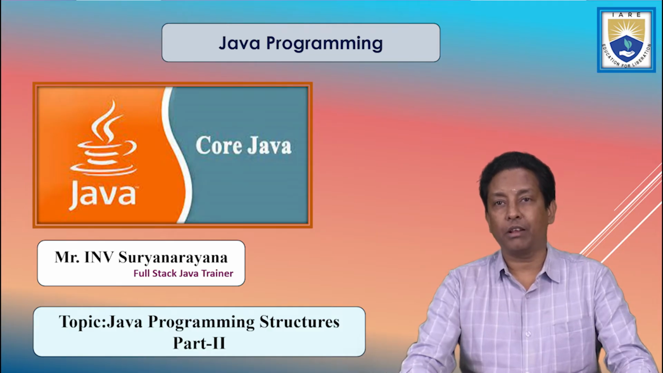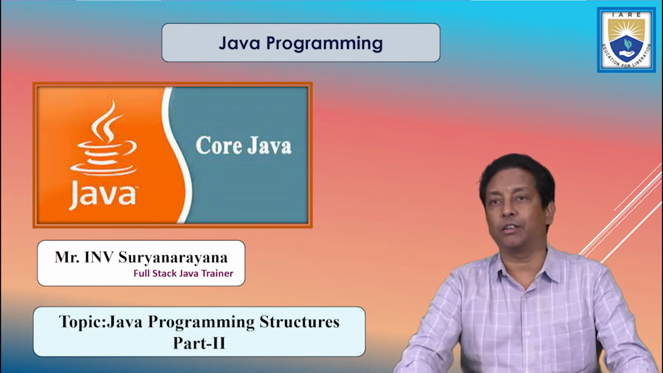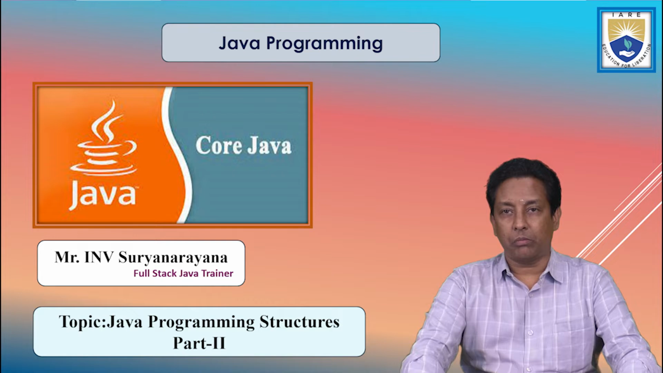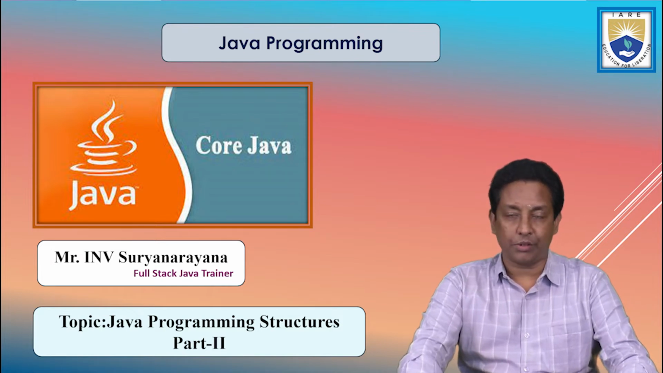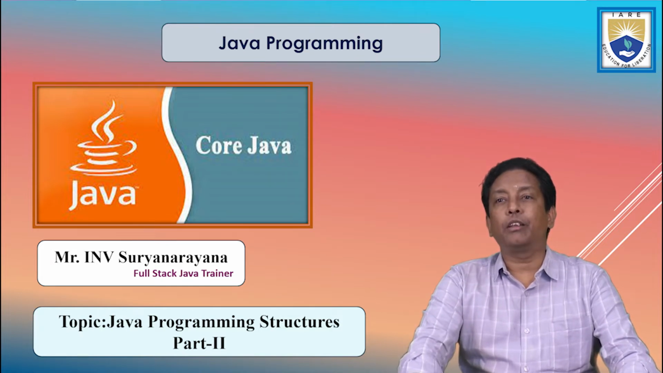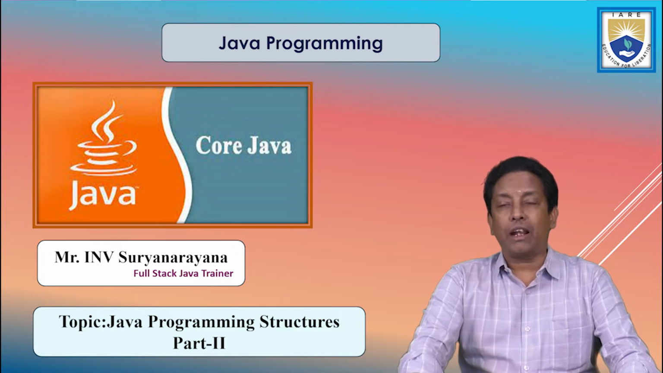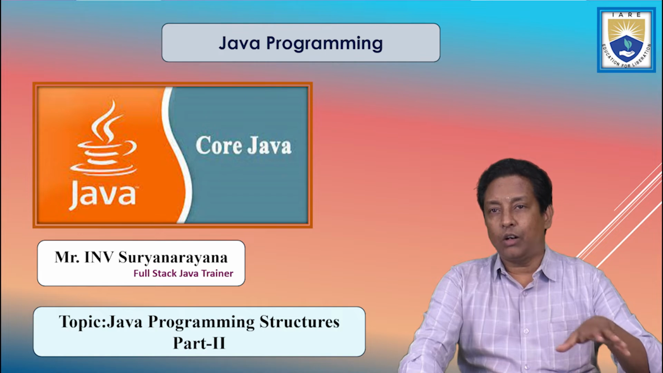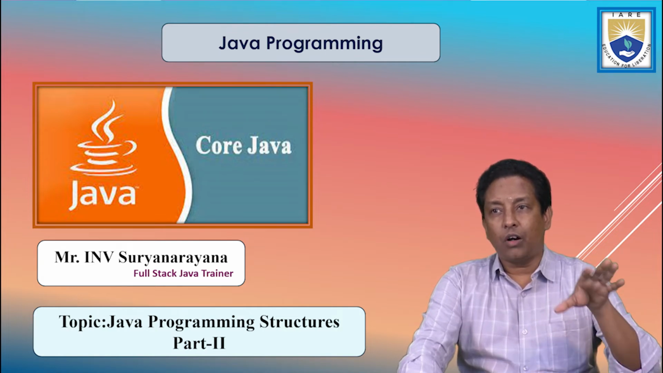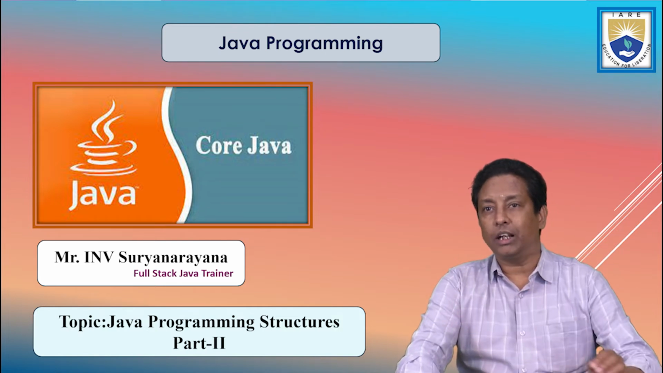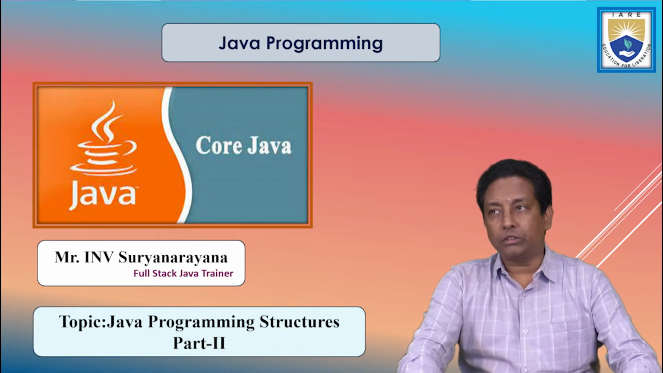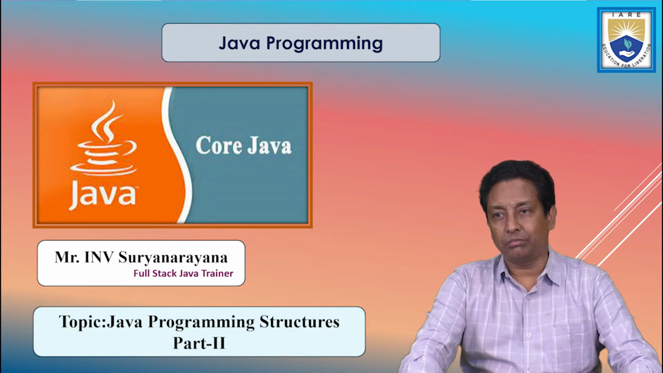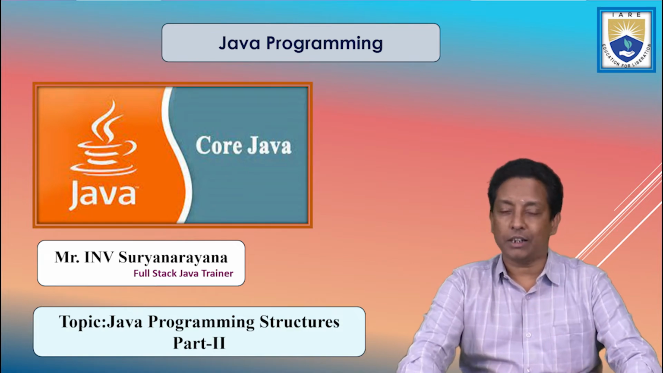We are discussing the second part of Java programming structure. In part 1, we discussed comments, types of comments in Java, followed by package declaration and import statement, package importance, how to declare a package for a class, and how to import the package and class into other packages. We also discussed all the access specifiers of a class: private, default, protected, public.